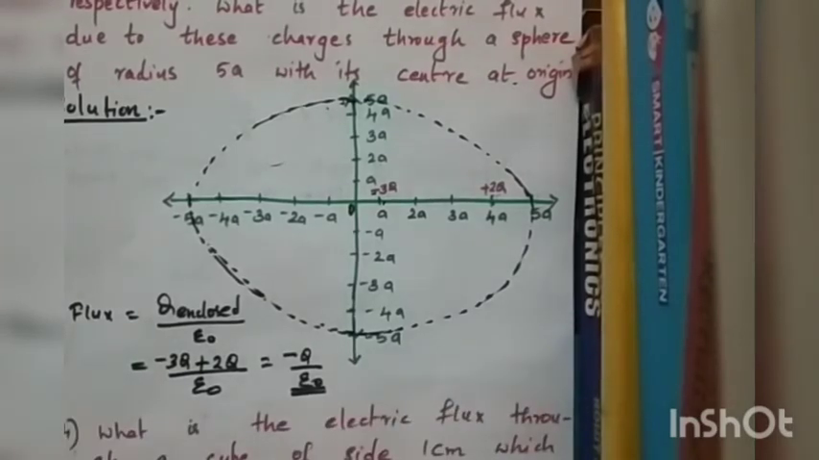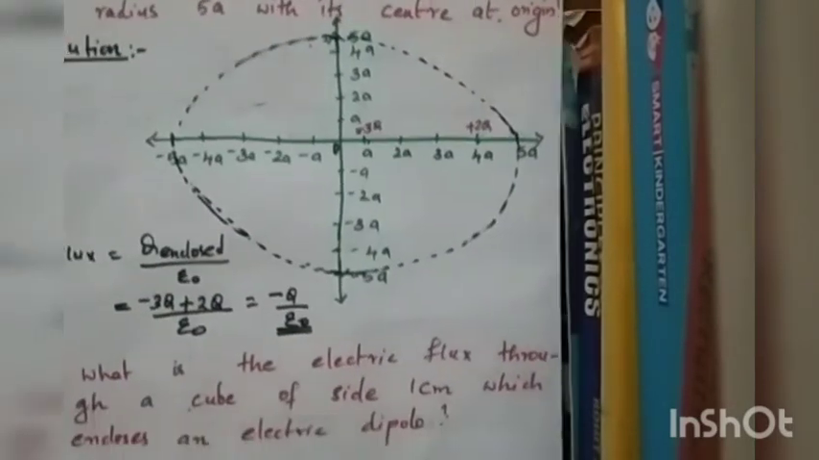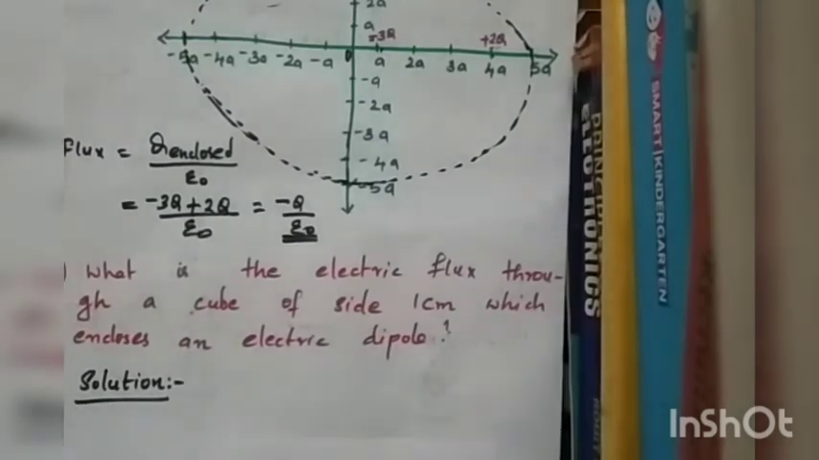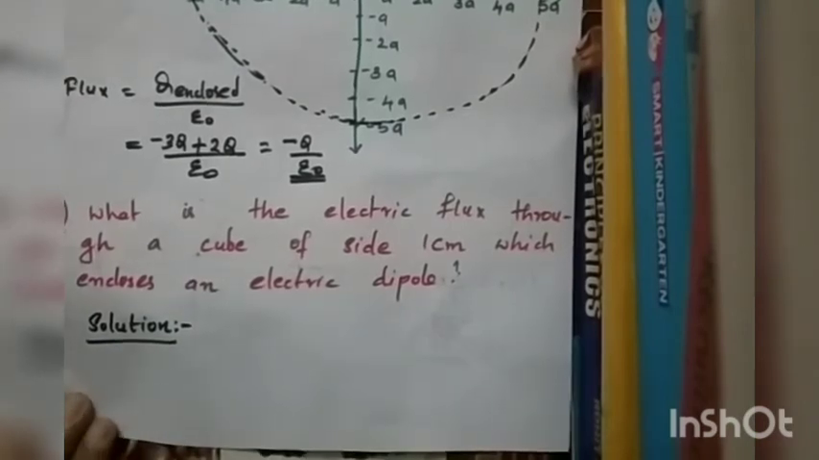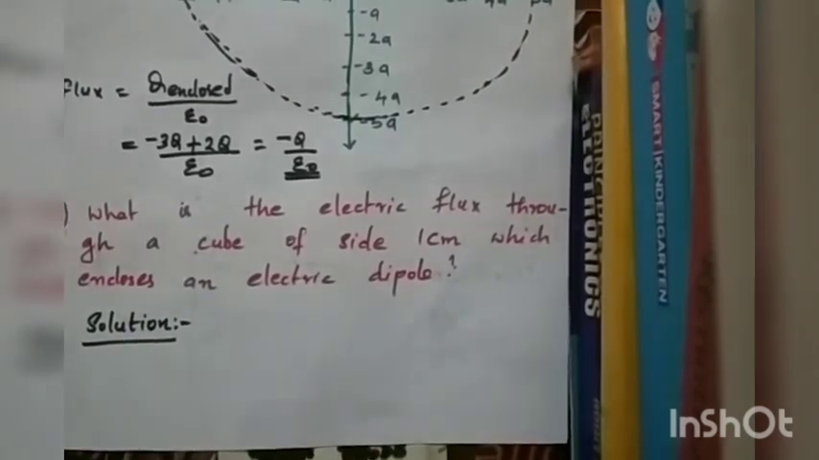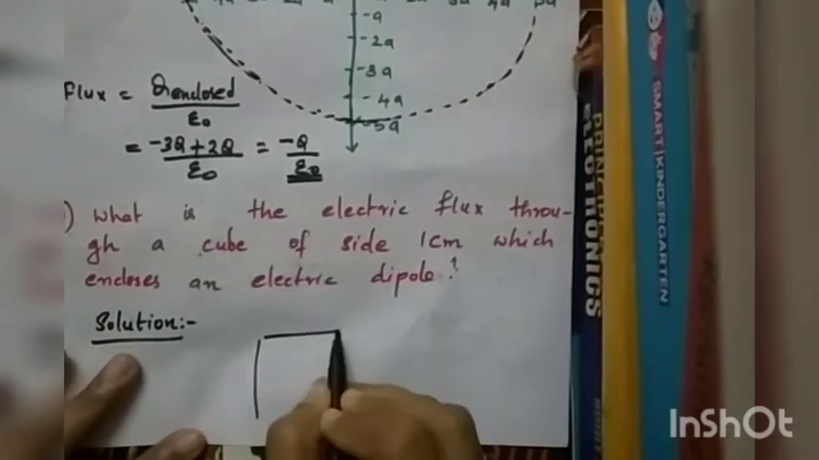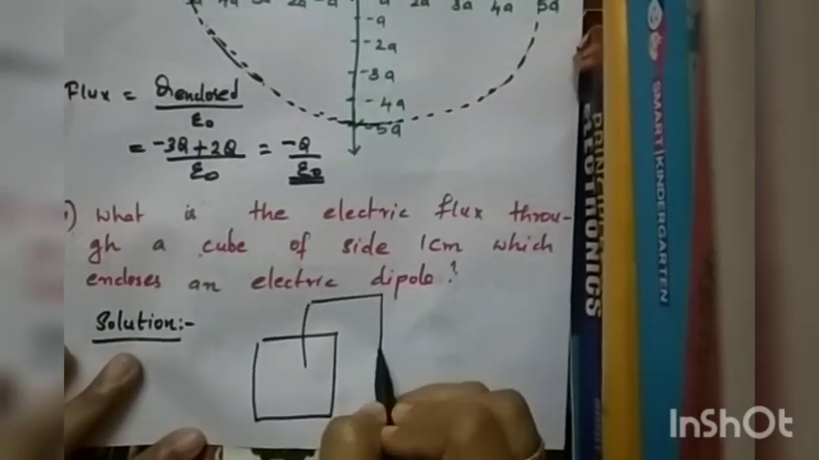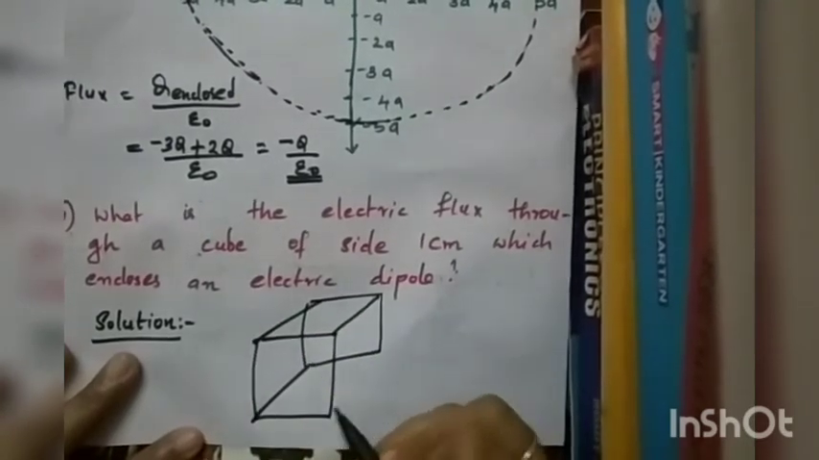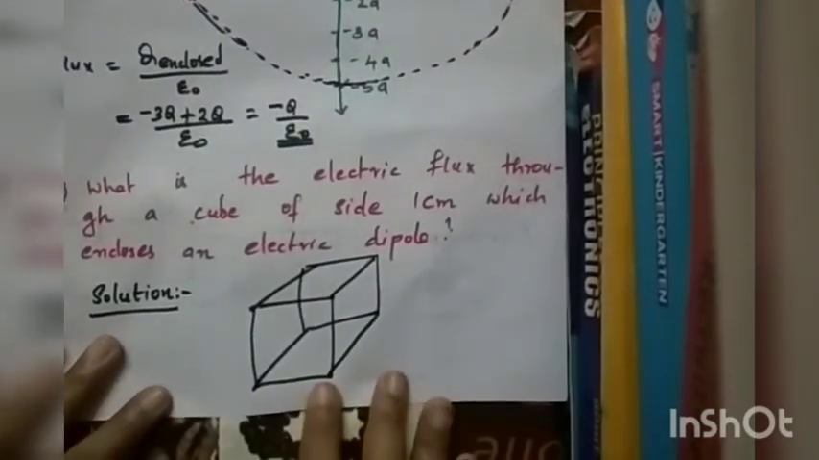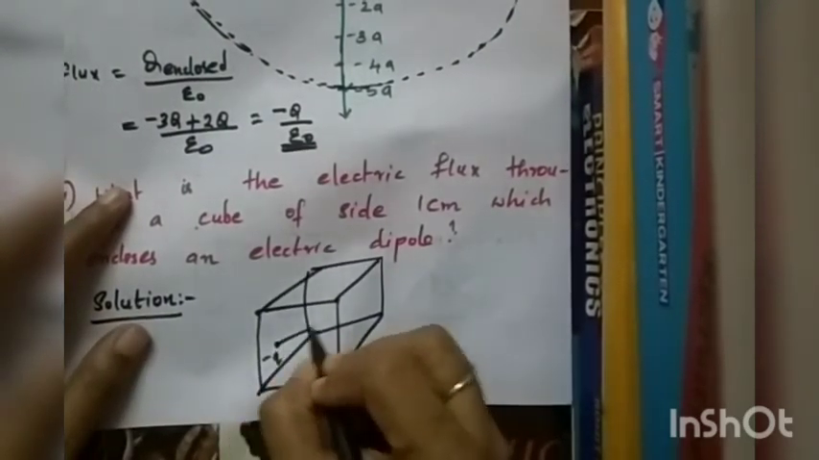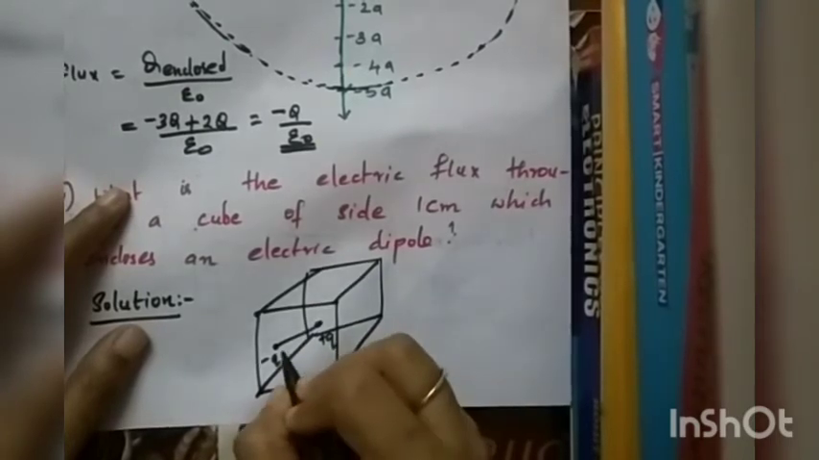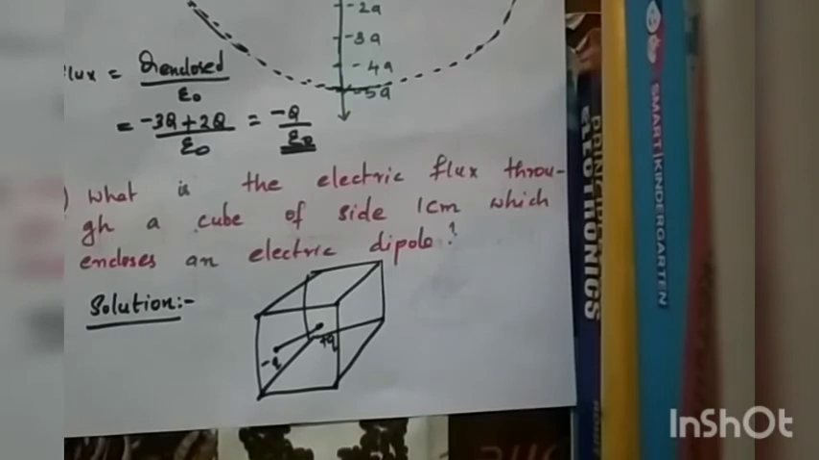Now let's move on to the fourth question. What is the electric flux through a cube of side 1 centimeter which encloses an electric dipole? Okay, so we need to construct a cube here. So this is our cube. And this cube encloses a dipole. Dipole means minus Q and plus Q charge separated by a distance. This is a dipole. So what is the total electric flux through this cube?